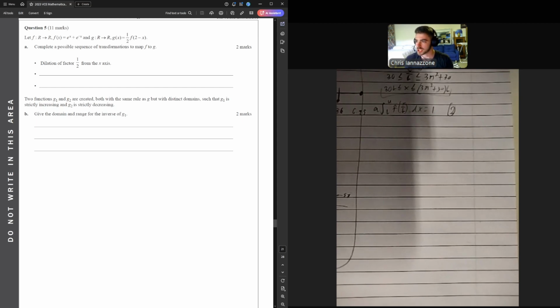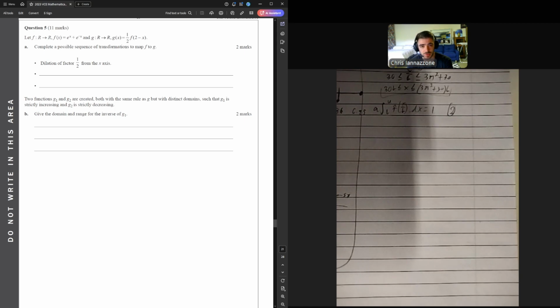So we have some function f of x, and it's being transformed into g of x. So you want half times f of 2 take x instead. That's your transformation. And we have to create at least a possible sequence of transformations to get from f to g. We're already told that the dilation factor of a half has to happen first. So that kind of locks us into at least how we started out. We have to have that dilation at the beginning.